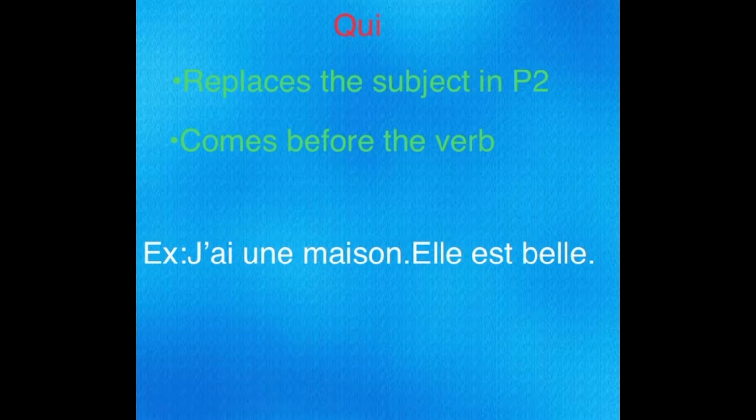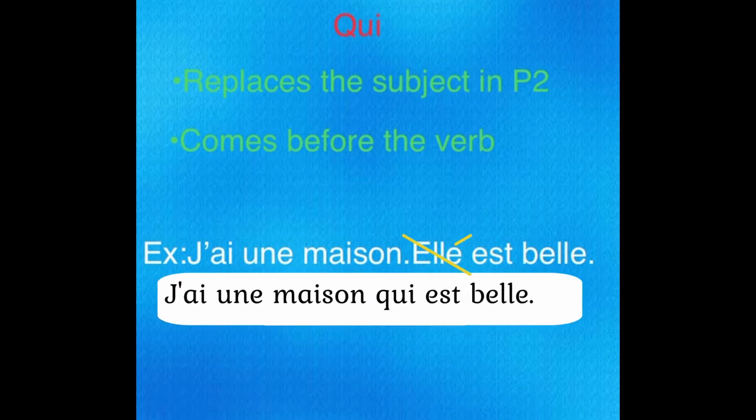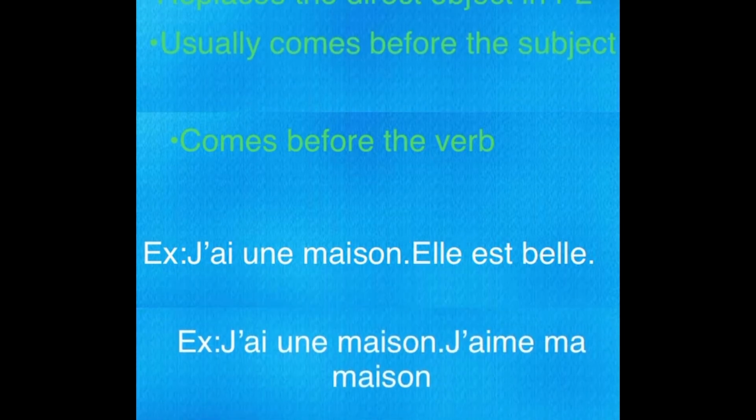Qui replaces the subject in the second phrase, and qui almost in 99.9% of cases comes before the verb. A sentence in which qui will be used is "J'ai une maison, elle est belle." Now we know that qui replaces the subject in the second phrase, and the subject in the second phrase is elle. So it will be replaced by qui. From this example we can conclude that qui is coming before the verb, which is est here.